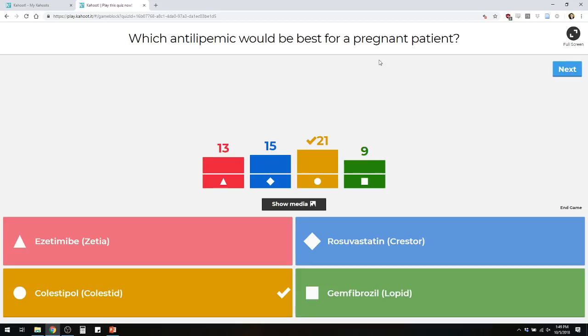But remember that a lot of these other meds are going to be contraindicated in pregnancy, especially the statins. Those are no good. You need to have that LDL. You need to be able to produce things like hormones and cell membranes, and you need that cholesterol there. So the statins are going to be contraindicated for pregnant patients for sure.